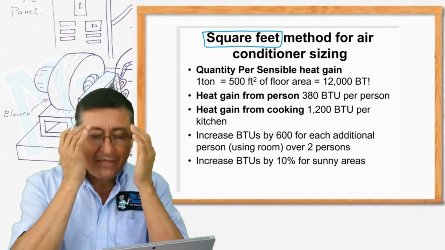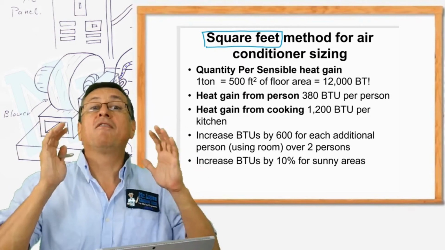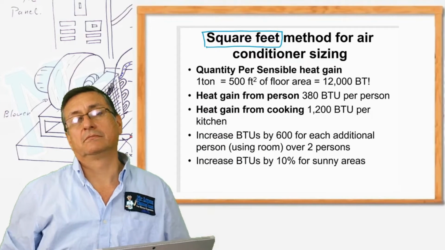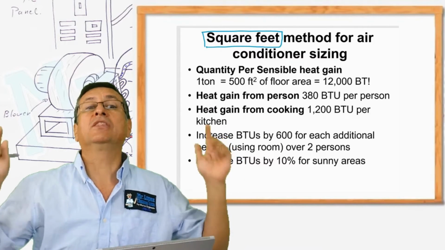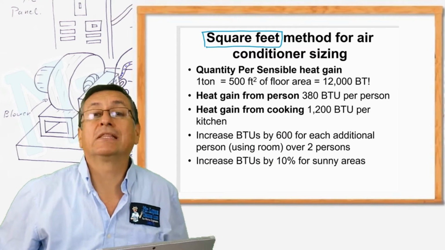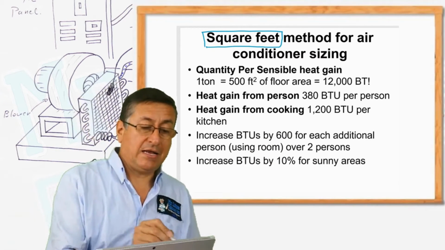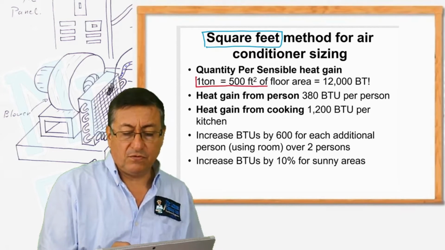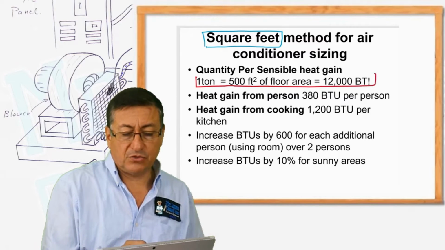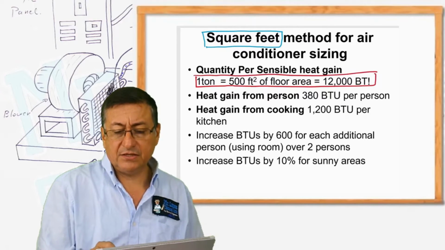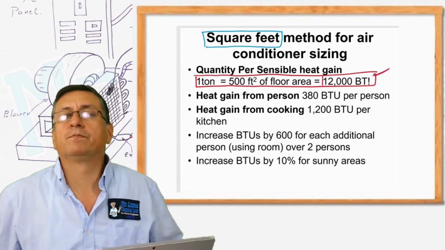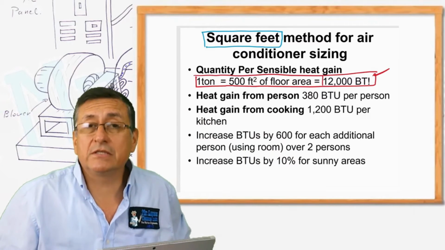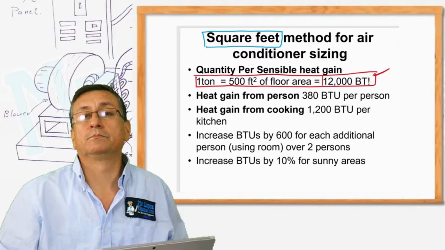This is important. Keep this in mind for the rest of your life. 500 square feet of area requires 1 ton of refrigeration, or 12,000 BTUs. Look at this, this is very important. 1 ton is equivalent to 500 square feet of area, and this is the same as 12,000 BTUs. If the area of the room is 500 square feet, I need 12,000 BTUs.